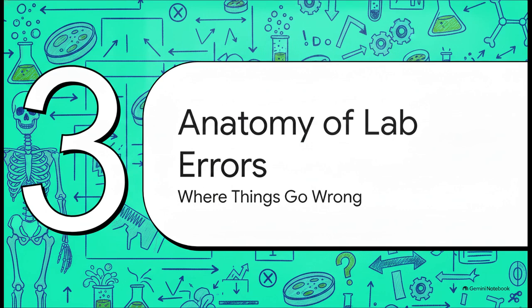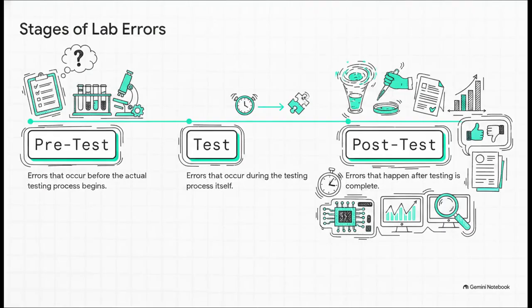Let's move to Section 3, the anatomy of lab errors. This is where we look at where things actually go wrong. Let's see how this builds across the testing life cycle. Because laboratory errors aren't just a giant messy pile of random mistakes. They're traditionally and very strictly categorized by the exact time they happen. We've got the pre-analytical phase, which is everything before testing, the analytical phase, which is during the test itself, and the post-analytical phase, meaning everything that happens after the test is done.